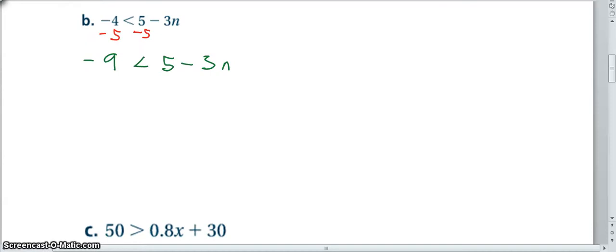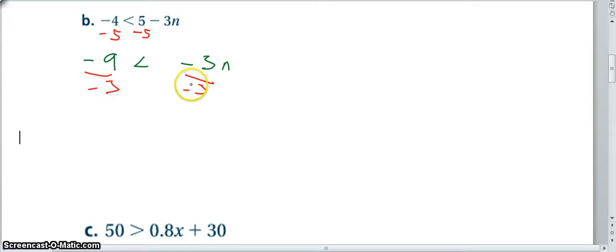Alright, so we start this one off by combining our like terms by getting the constants together. We get that 5 from the right side, we subtract it, and it comes over to the left, which gives me negative 9 is less than or equal to, well, this 5 is gone now, so that's an error on my part. But the negative 3n is still there, so we need to get rid of the negative, which means that on both sides we're going to want to divide.